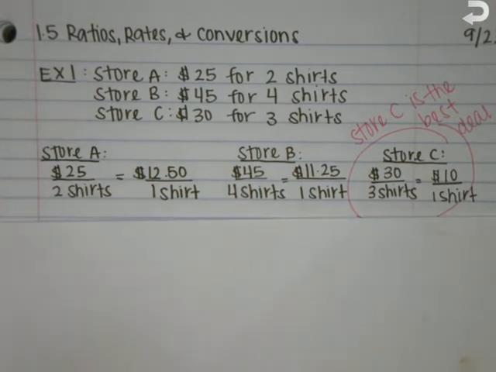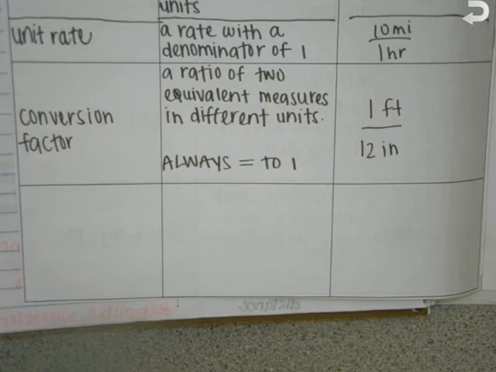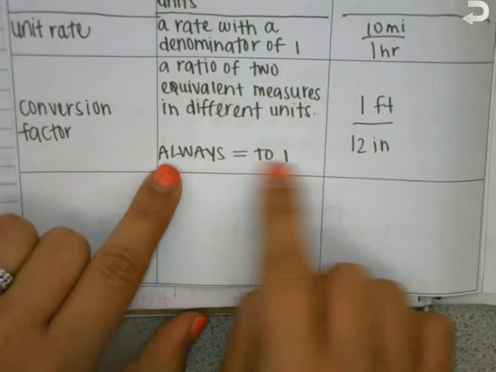Now we are going to look at rates and converting units of measurement. So we need to add one other vocabulary word. So go back to your vocab. So the last vocab you are adding today is conversion factor. Conversion factor is a ratio of two equivalent measures in different units. And the thing I want you to note about conversion factor, one of the units is always equal to 1.